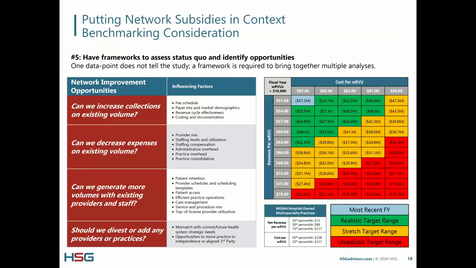And then lastly, having frameworks to assess status quo and identify opportunities. One number, one data point, one piece of analysis does not tell the whole story. You really have to have a framework to bring together multiple analyses. So if you're looking at things on the collection side, the expense side, the volume side, and all these underlying things, you have to have a framework to bring all that together so we can really understand what our opportunities are. And to dive a little more into that, I'm going to turn it back over to Travis. All right, thanks, Eric.